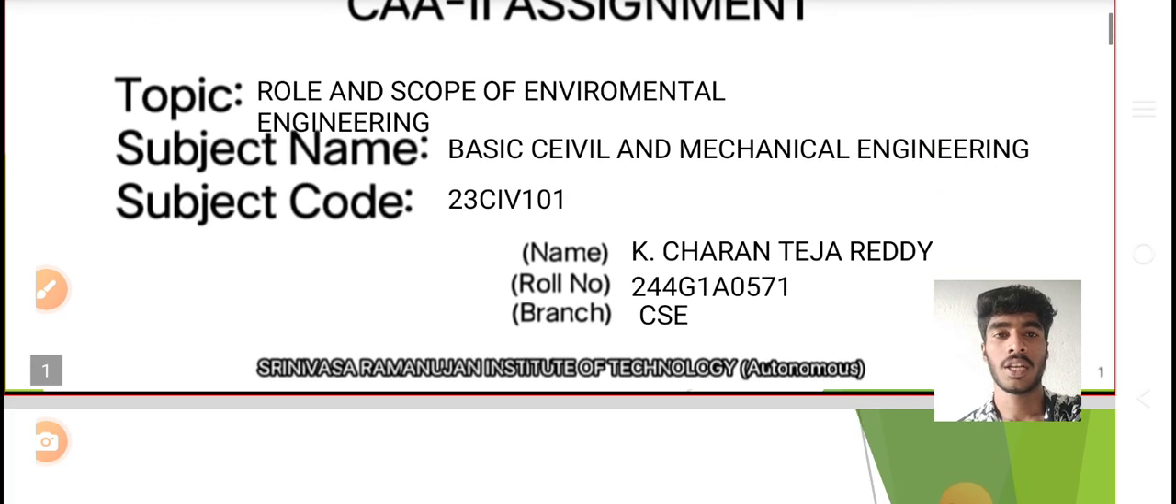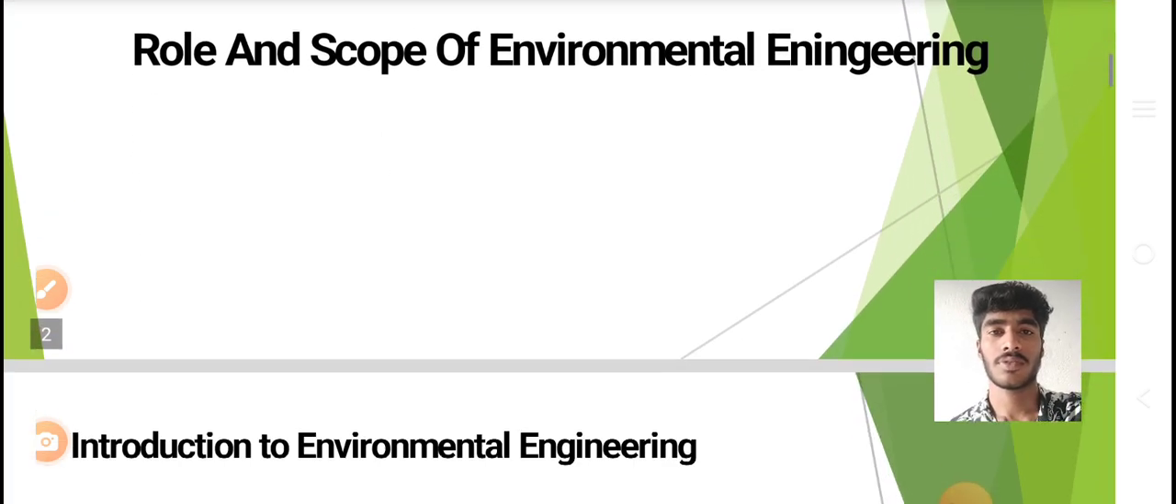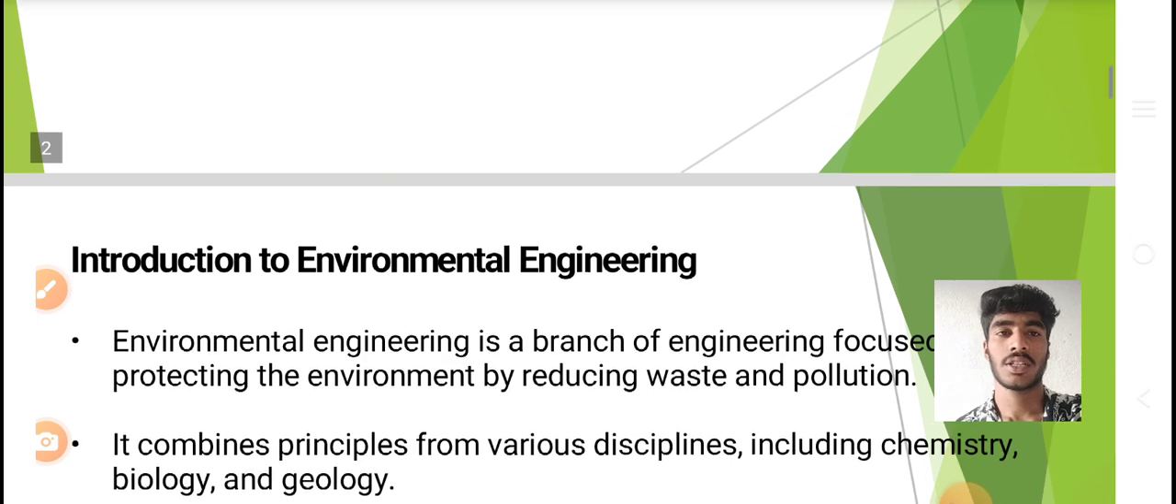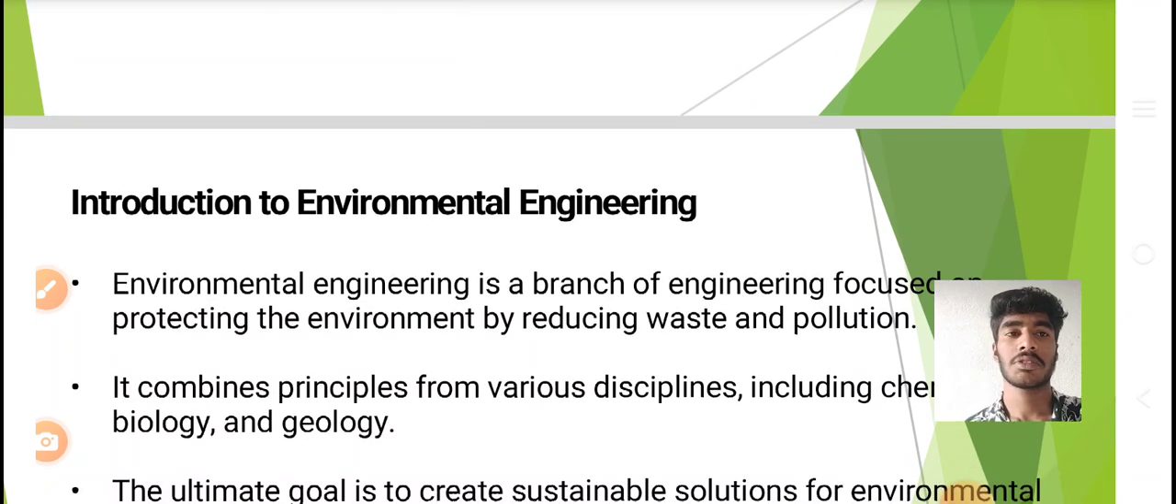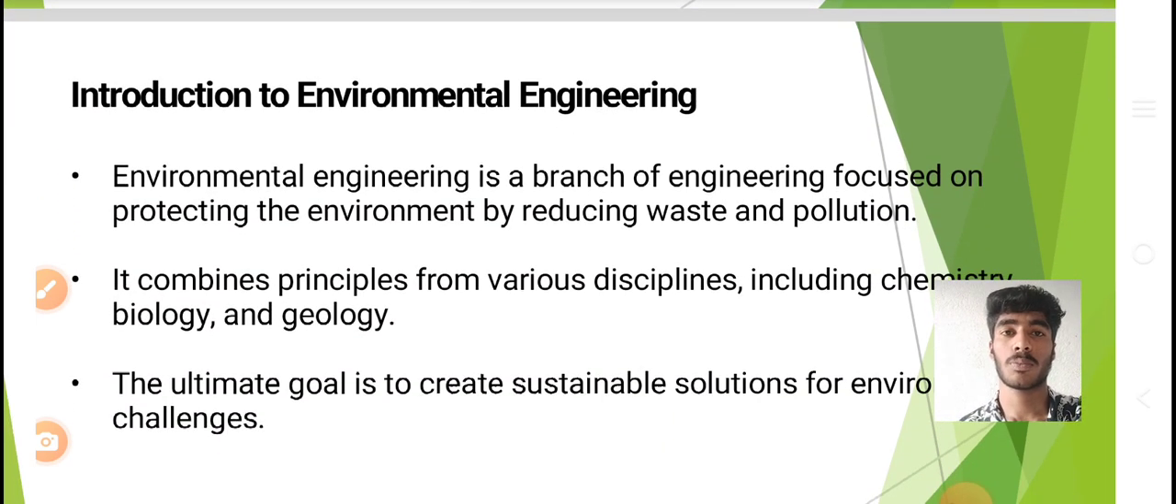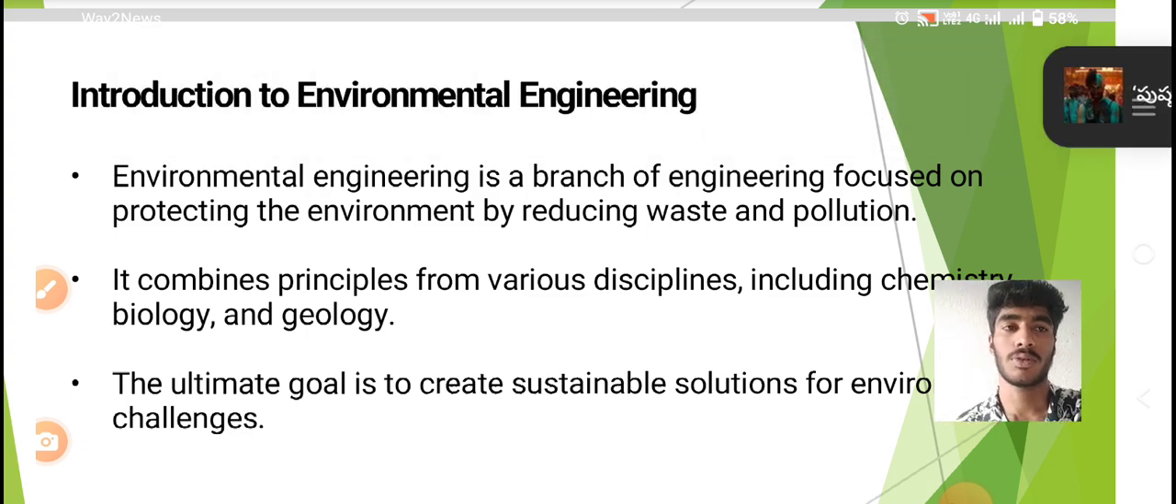I came here to shed light on the topic, role and scope of environmental engineering, subject name basic civil and mechanical engineering. First of all, the introduction. Environmental engineering is a branch of engineering focused on protecting the environment. It is about how engineering works to protect nature by reducing waste and pollution.